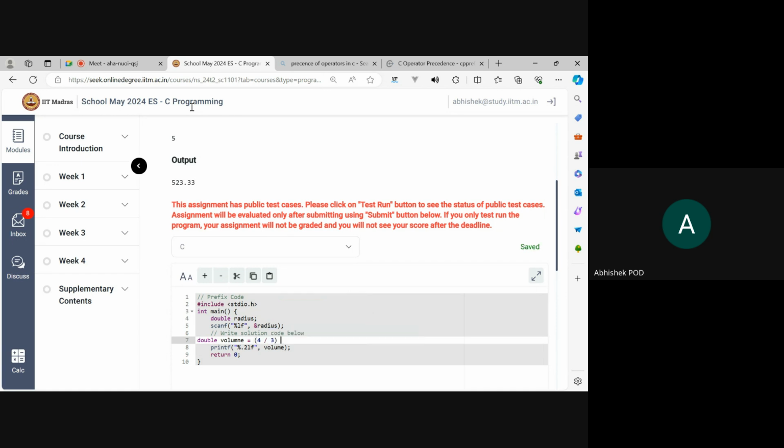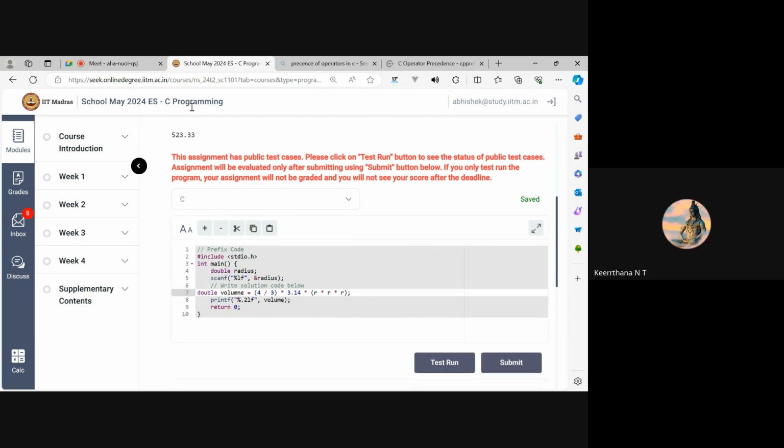divided by 3 multiply, sorry, multiply 3.14 multiply r, r, r. This is going to also give you the same result. 4 by 3 multiplied by pi, that is 3.14, and multiply by r. That means 3 times r. Sir, but we have been given radius, sir. So it should be 3.14 into radius. I did notice that. Yeah, it should be radius.